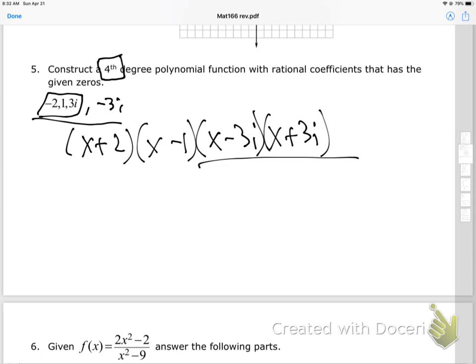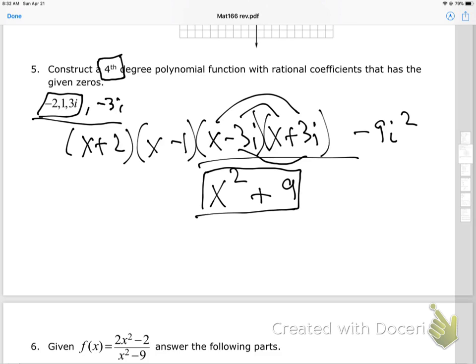I'm going to do this first. FOIL it. x squared. Now remember, with these, because they're conjugates, remember we always do conjugates, outer and inner, all right? They'll cancel. All I'm doing is doing the last, which is negative 9i squared, which will give me positive 9. That's what I have. Okay? Now, if I FOIL these two, I will get x squared plus x minus 2.